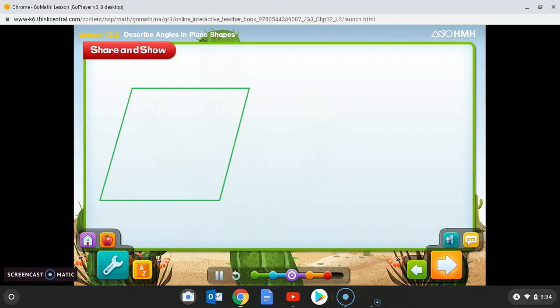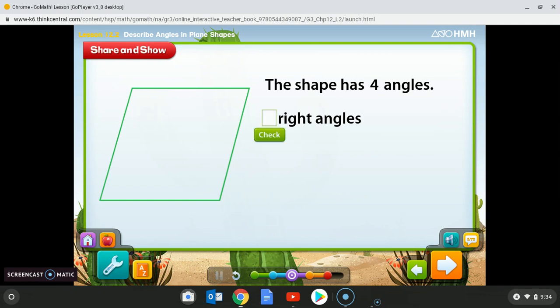This is our only example. Remember, the shape has how many angles? How many vertex or corners does this shape have? Let's count together. 1, 2, 3, 4. So that means that there are going to be a total of 4 angles. Maybe it's 4 right angles. Maybe it's 4 less than angles. Maybe it's 4 greater than angles, or a bunch of angles added together. But we've got to make sure that you count all 4 of those angles, okay?